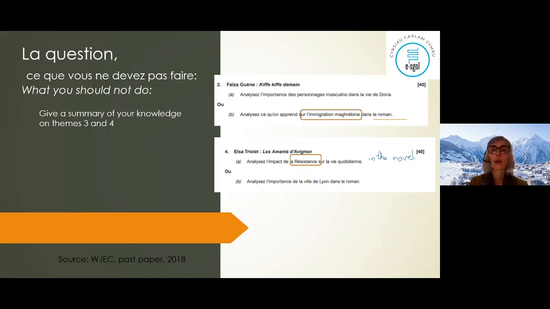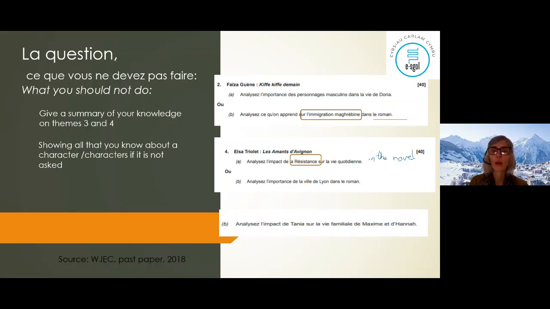in your other lessons. And the other thing you should not do when you're answering a question is show all that you know about a character or characters if it's not asked. For example, dans Kiffe kiffe demain, you have to study the impact of the masculine characters on Doria. We don't need to know all the life of the masculine characters, only the impact on her life. And it's not all the aspects of the life of Doria you need to discuss. It's only the ones linked with the masculine characters.